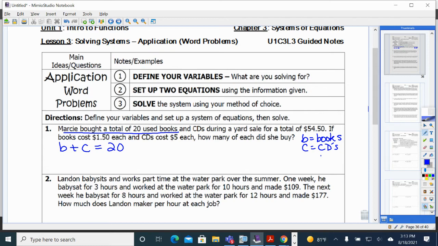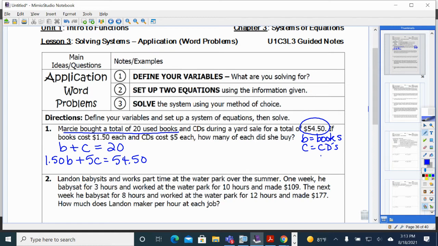The next equation is going to be using the $54.50. We know that the books cost $1.50 and the CDs are going to cost $5. So to find the total cost of books, we're going to take the $1.50 times the number of books plus $5 for the CDs. And again, that's the $54.50. So now I've got it set up. Those are our 2 equations. We need to set those up.